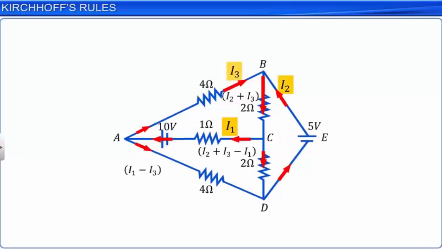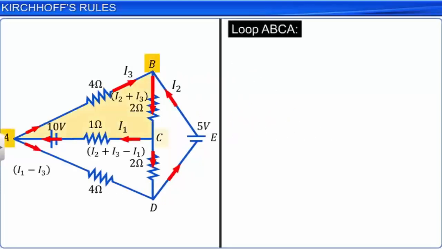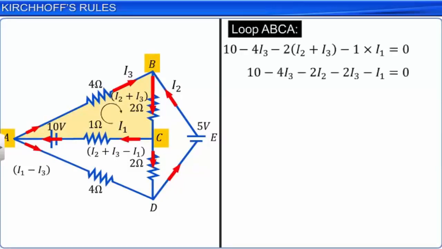in the circuit. Loop ABCA. Let us start from the negative terminal of the 10-volt battery. Walk through the loop in a clockwise direction and add the potential changes. Substituting the values of the potential changes across the resistors and that of the cell in the loop and simplifying, we get equation 1.